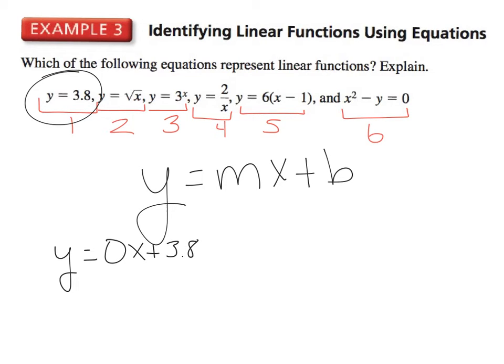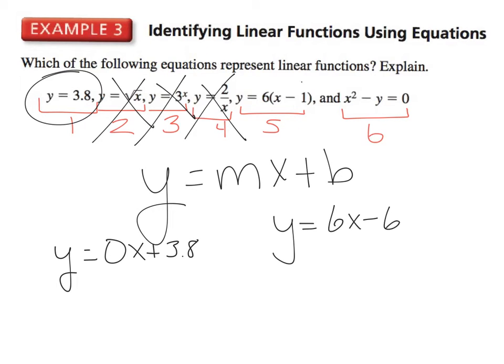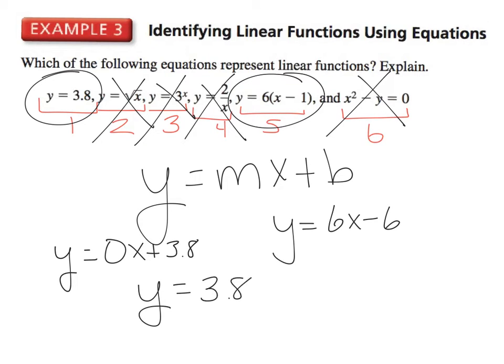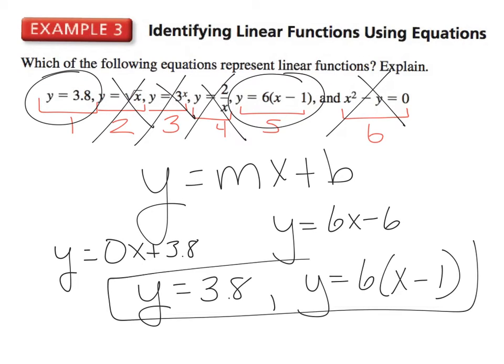Yep, so that works. You can't have square roots. That's just the first rule. You can't have x as an exponent. So right here, you'll notice that the x is a power, and that can't be right. You also can't divide by x. Let's see the next one. Y equals, I could distribute 6x minus 6. That works. And the last one, you have a power of 2. You can't have any exponents higher than 1. So therefore, y equals 3 and 8/10, and y equals 6 multiplied by the difference of x and 1, are your two functions that are linear.